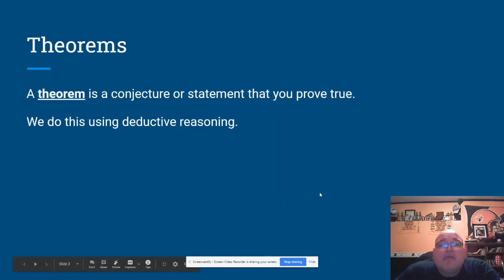So today we start talking a little more logic and we talk about a theorem. A theorem is a conjecture or statement that you prove to be true. And we do this by using deductive reasoning.